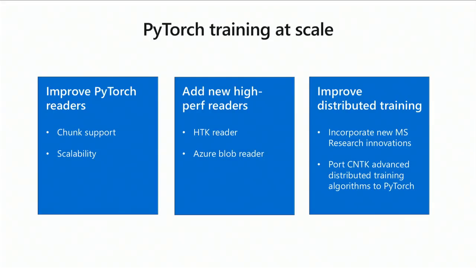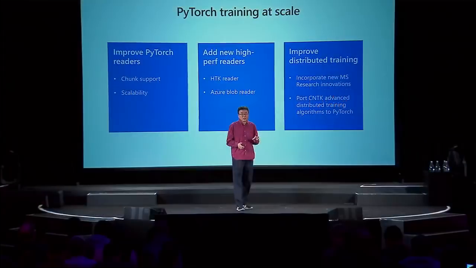And that's a little bit longer term, so we also want to improve the distributed training. So one part is that the team has been working very closely with Microsoft Research to get Microsoft Research's innovations into PyTorch. And also we want to port some of the good CNTK training algorithms, things like 1-bit SGD and also block momentum, into PyTorch.